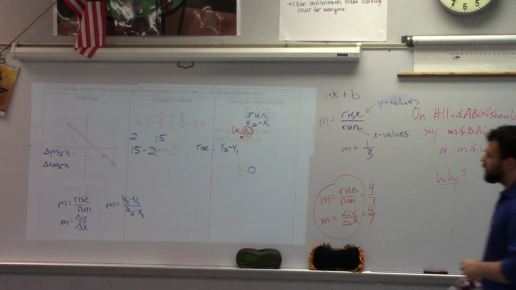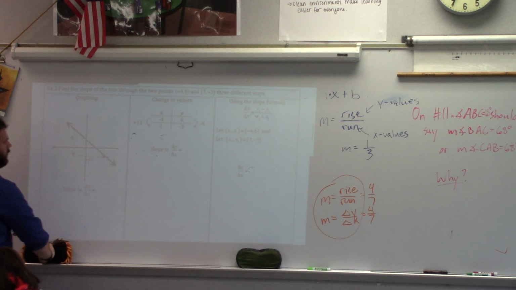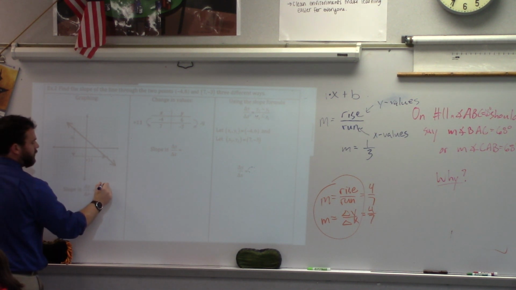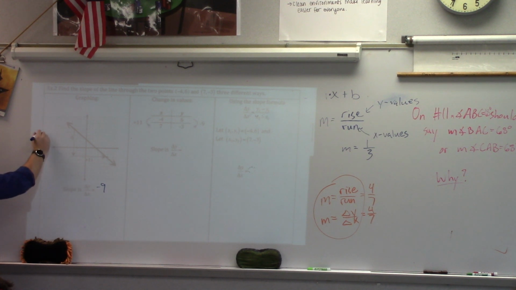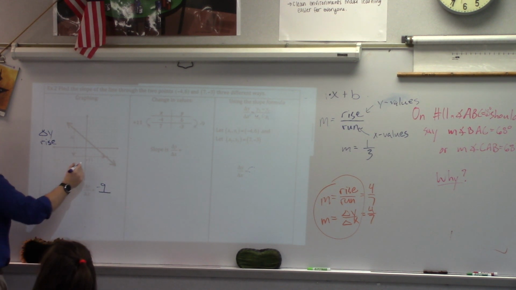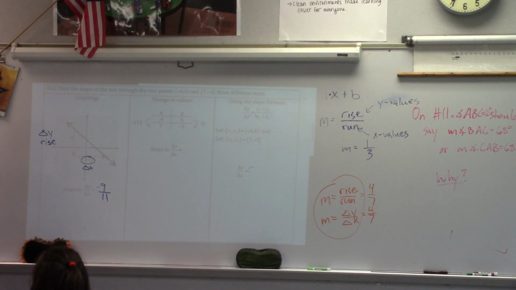Okay? So let's look at this together. Graphing, it's already given to us. What's my change in y? Change in y is? Remember, change in y, that's my rise. So I'm looking at the y value, minus 9. What's the change in x? Okay, change in the x. So we get negative 9 11ths. Not really. Negative 9 divided by 11.